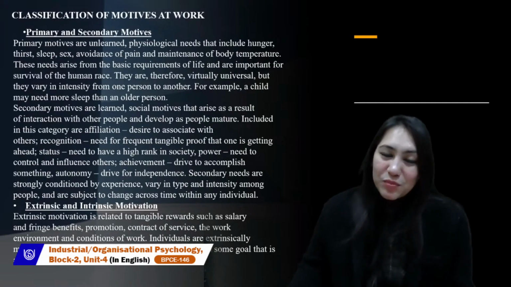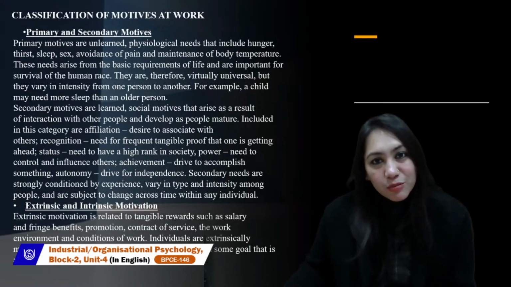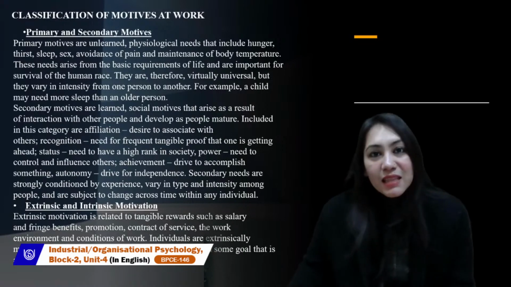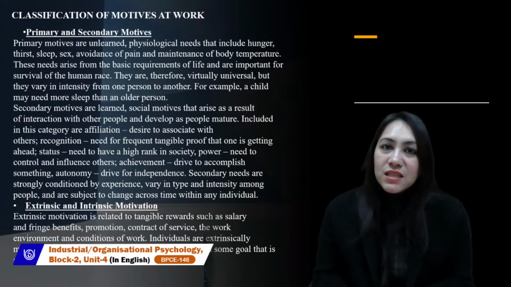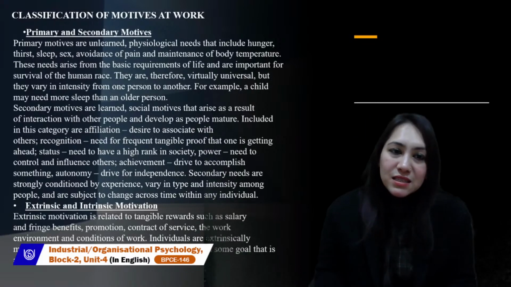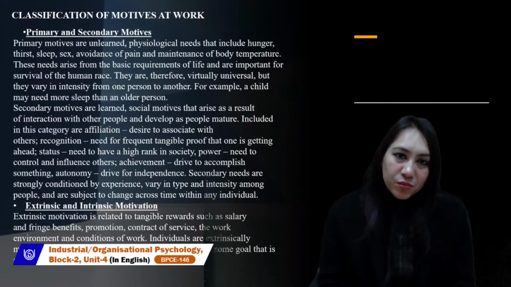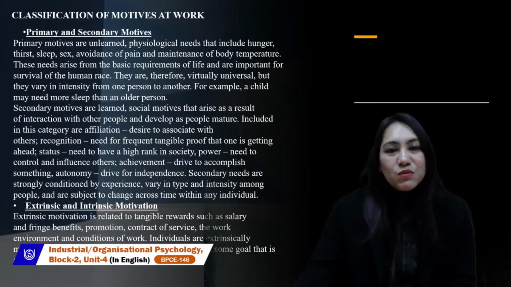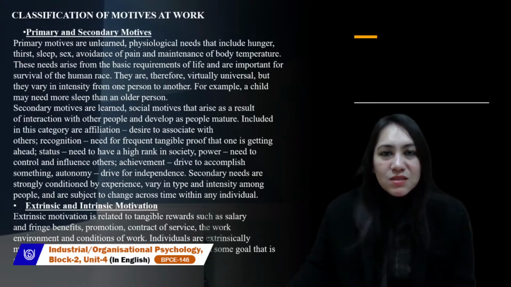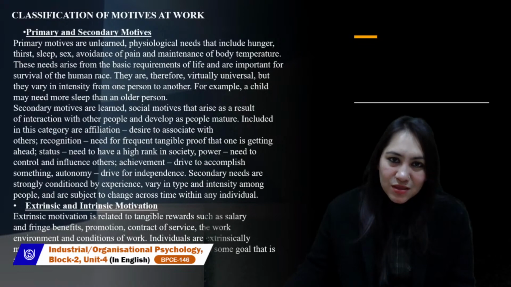Some might experience hunger at a higher intensity. That's the reason there are people who are not able to diet, and at the other end, there are people who are able to diet and exercise. That's again variation in intensity, but universality is there amongst all of them. For example, a child may need more sleep than an older person, which is very true. The child has broken sleeps and changing sleeping patterns when they are young in comparison to others.